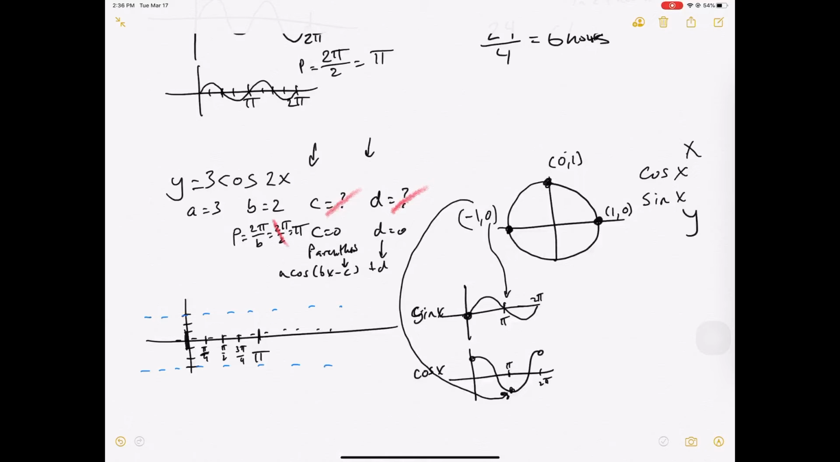Okay, let's go back. So we're looking at cosine. Cosine starts at 1. That means we go all the way up to my amplitude, going down to 0, -1, 0. When I say -1, it's really -1 times the a value 3, the amplitude.